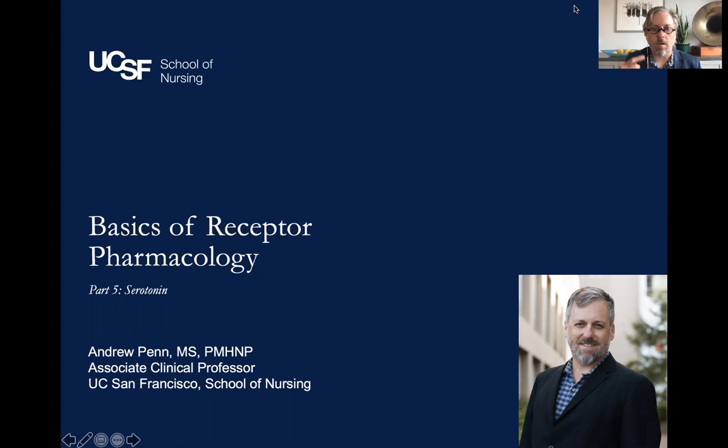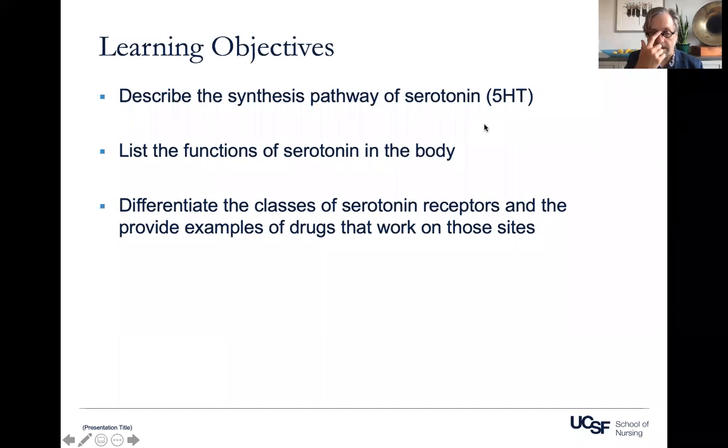Three, two, one. Welcome back to this lecture on the basics of receptor pharmacology. This particular module focuses on serotonin, perhaps one of the most well-known neurotransmitters in psychiatry, also referred to as 5-hydroxytryptophan, abbreviated 5-HT. We're going to talk about the functions of serotonin in the body and understand the different types of receptors for serotonin and how they are used by different drug targets.